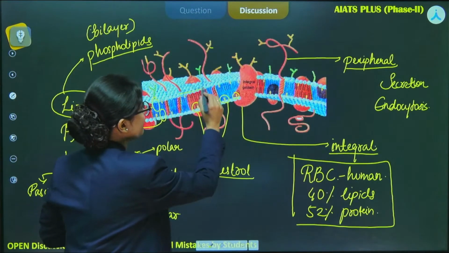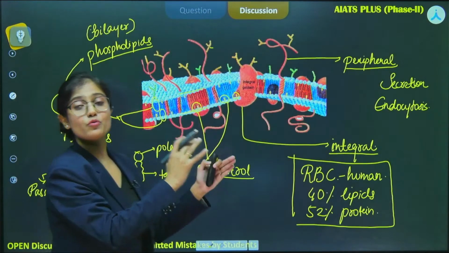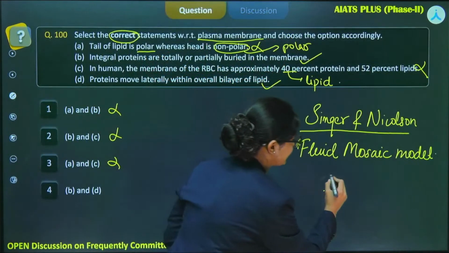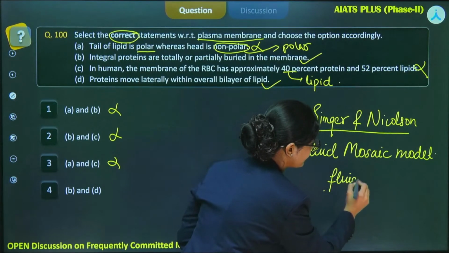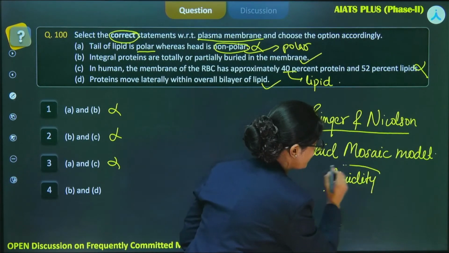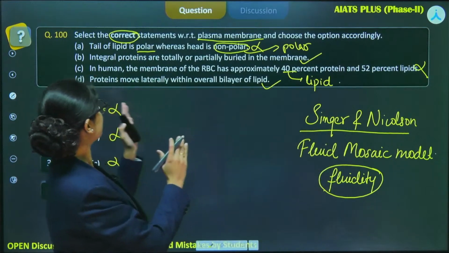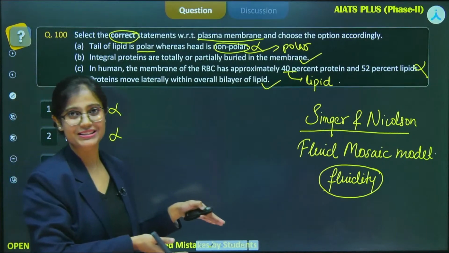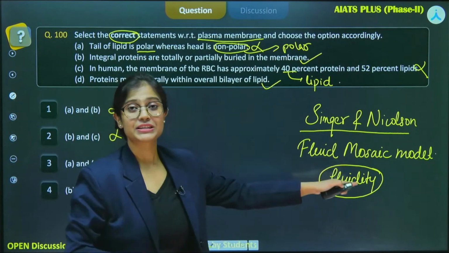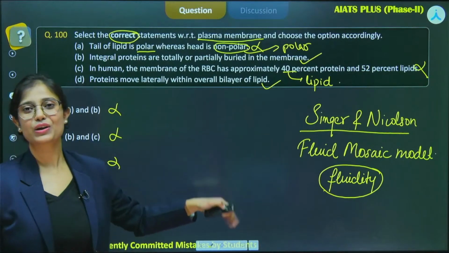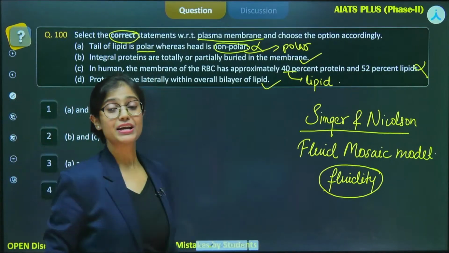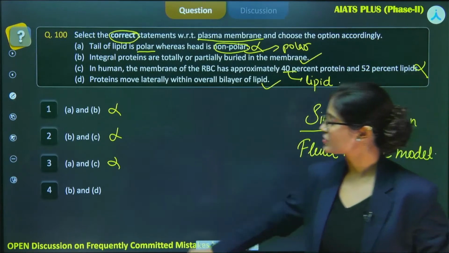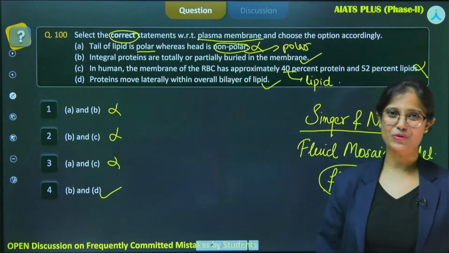This bilayer of lipids enables the movement of proteins, and this is known as fluidity, and they termed it as fluidity. Remember that proteins move laterally within the overall bilayer of lipids. This is the idea of the fluid mosaic model given by Singer and Nicholson. So this statement is correct. So among the 4 statements, 2 statements are correct. Those are B and D, which is correctly depicted in option 4.